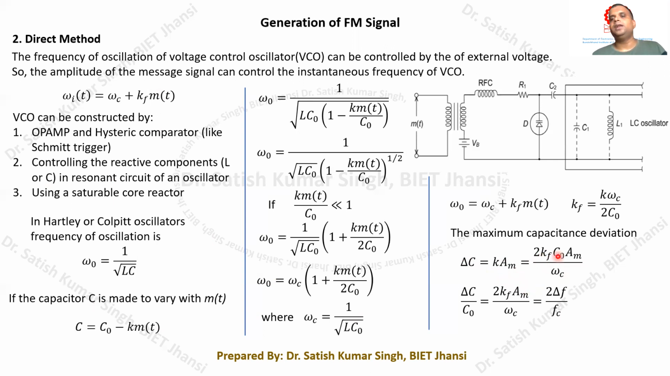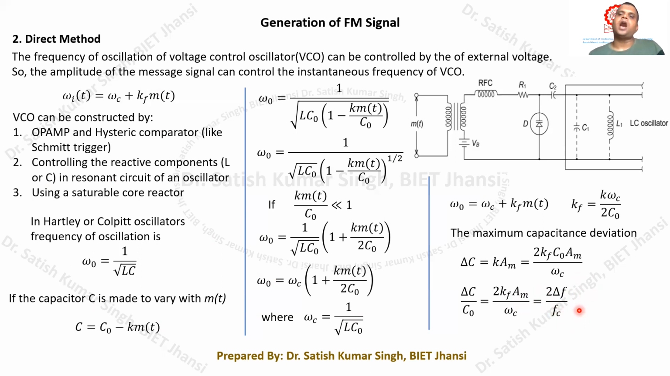Similarly, delta c upon c naught is very simple to calculate. You can easily calculate this maximum value, and then you can also calculate delta c upon c naught. That will come out as 2 kf am divided by omega c. And here kf into am gives you the frequency deviation, so that can be written as 2 delta f upon fc. I hope you are able to follow this.